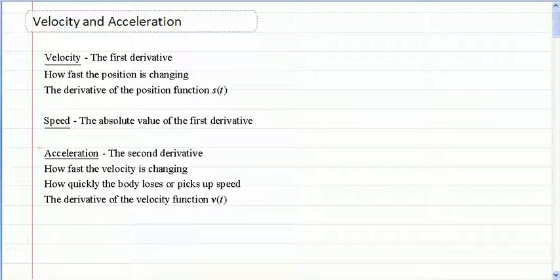Acceleration is found by taking the second derivative, or the first derivative of the velocity function. Acceleration measures how fast the velocity is changing, or another way to say that, how quickly the body loses or picks up speed. So acceleration is found by taking the second derivative of the position function, or the first derivative of the velocity function.